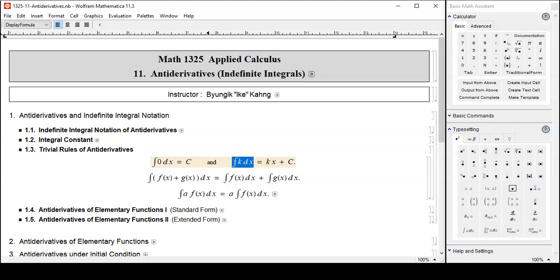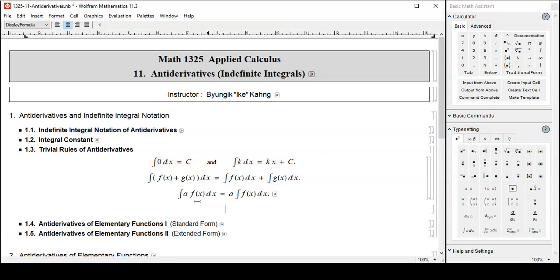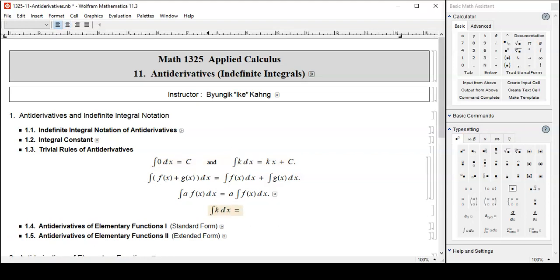One of more common mistake is doing this. Derivative of constant is 0. Antiderivative of constant is not 0. It is that constant times x, as you see here.